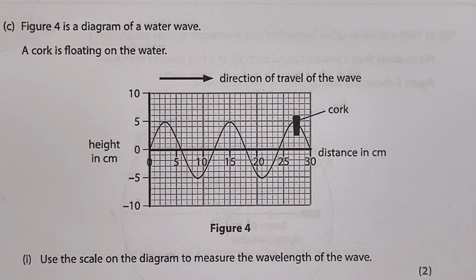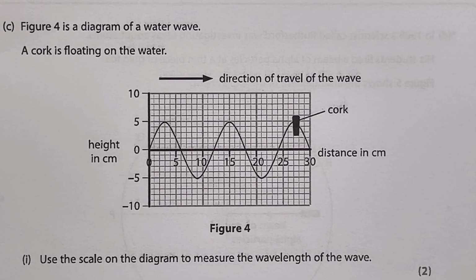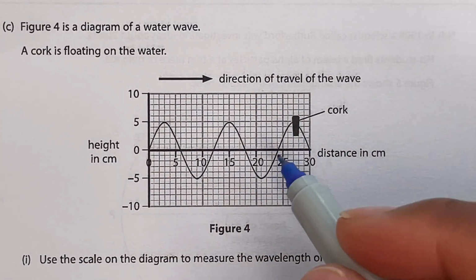Figure 4 is a diagram of a water wave. A cork is floating on the water. You can see height in centimeters, direction of wave. So that's, yes, transverse wave.